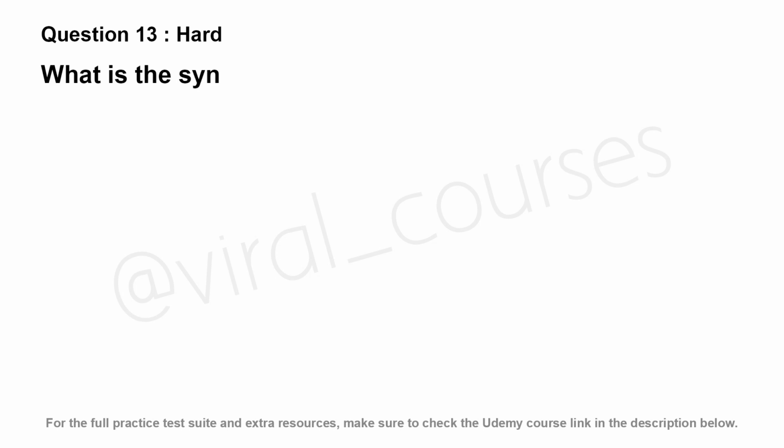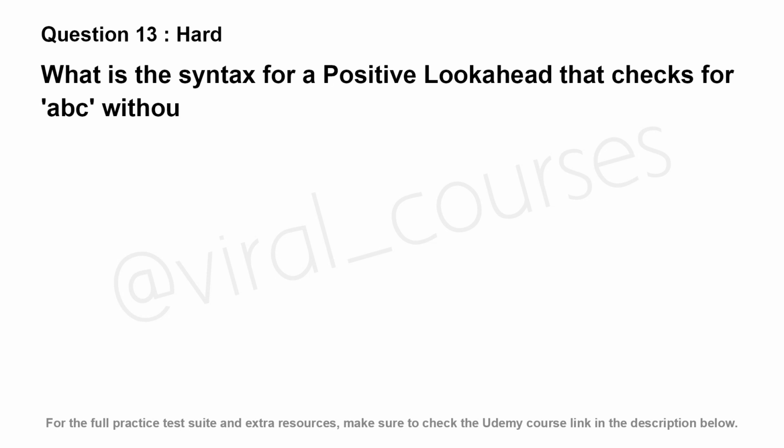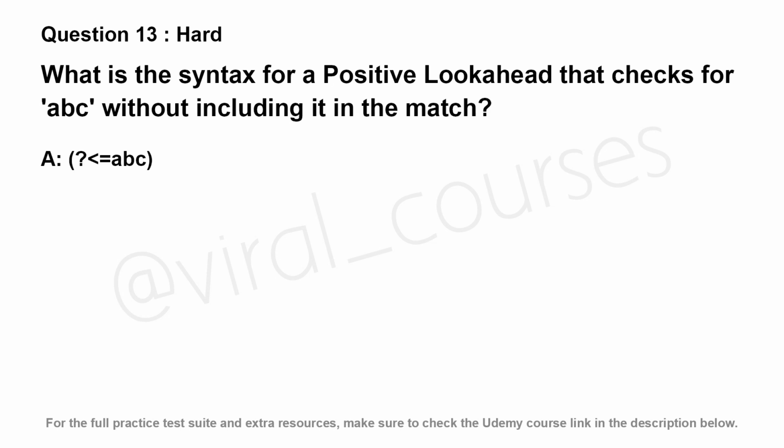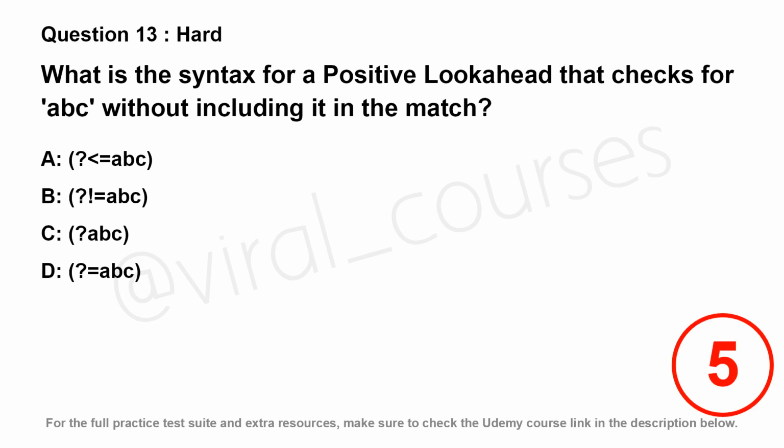What is the syntax for a positive lookahead that checks for ABC without including it in the match? Option A, (?<=ABC). Option B, (?!ABC). Option C, (ABC). Option D, (?=ABC).